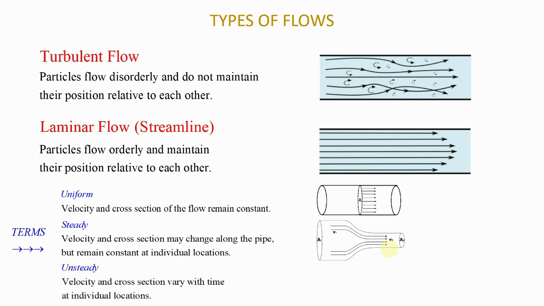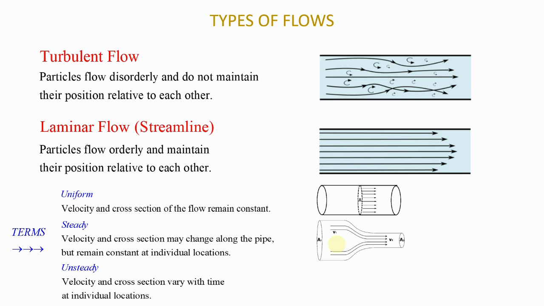And then the last term we're going to speak about is an unsteady flow. Okay, a flow that is not steady, it's unsteady. And so when you have an unsteady flow, the velocity and the cross section vary with time. Okay, so the cross section of the flow will not remain the same thing at a specific location, and also the velocity will not remain the same thing at a specific location.